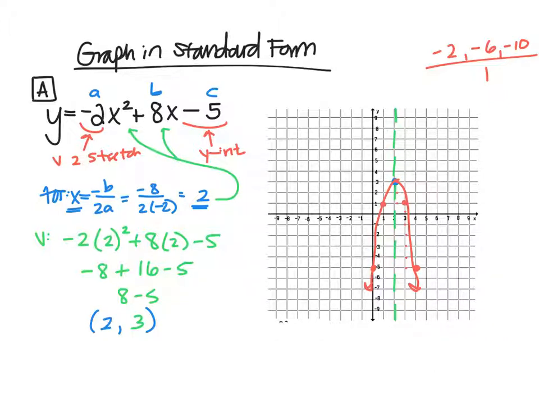You can still name the domain and range like we have done before now that we have the graph. The domain here is going to be all real numbers still, -infinity to positive infinity. And then the range is going to be -infinity up to 3 included because that's the highest y value.